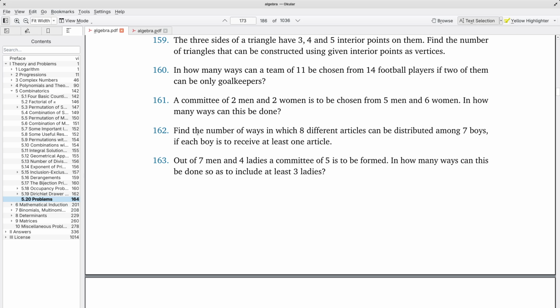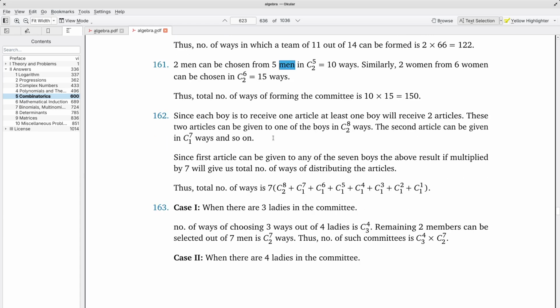Question 162 says that find the number of ways in which 8 different articles can be distributed among 7 boys if each boy is to receive at least one article. So one particular boy will receive 2 articles for sure, because each boy is going to receive one article each. These 2 articles can be given to one of the boys in 8C2 ways, because we have 8 articles, so we can choose 2 and give it to any boy.